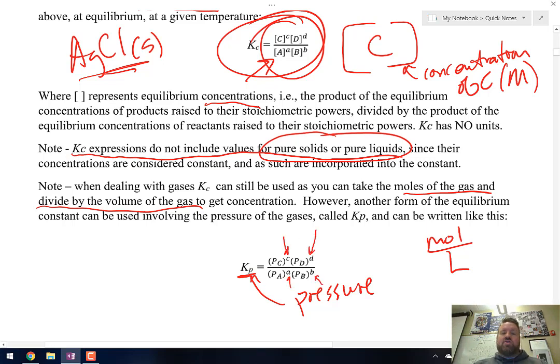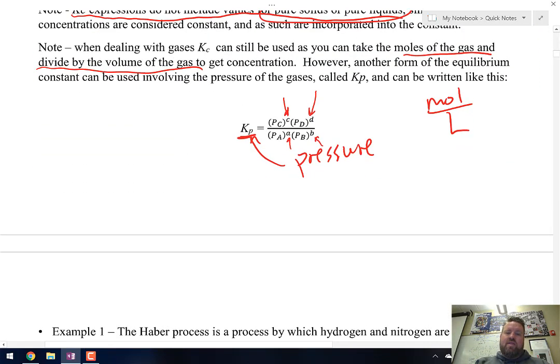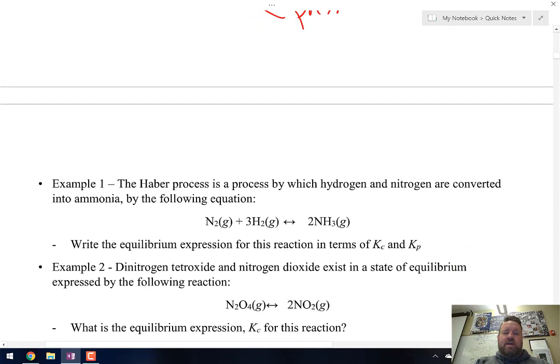But instead of concentration, notice the way that they write it is they put P and then whatever that product is. You do not use square brackets, you just use regular parentheses. You write the pressure of something, not the concentration of something. Okay, so here's an example of this.